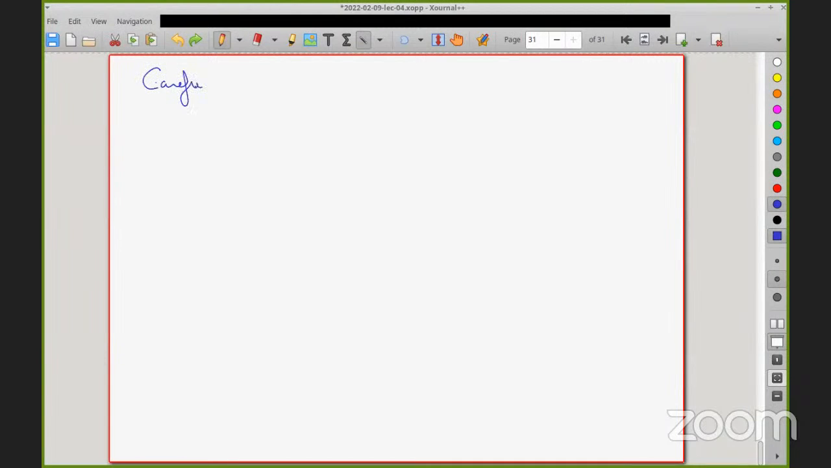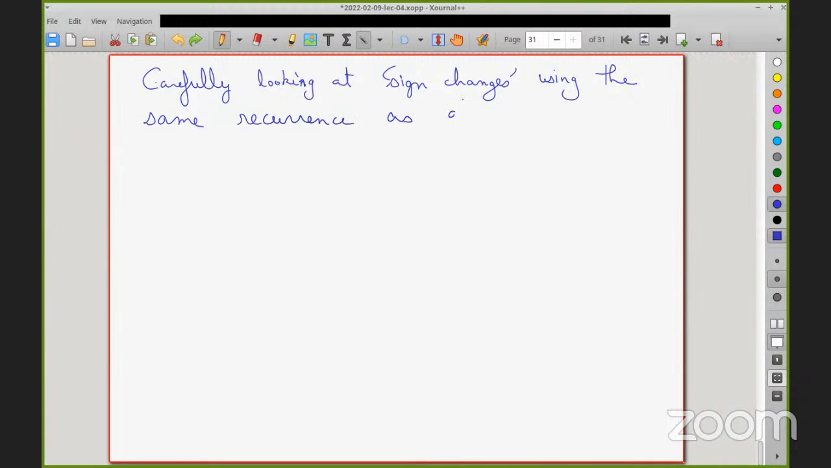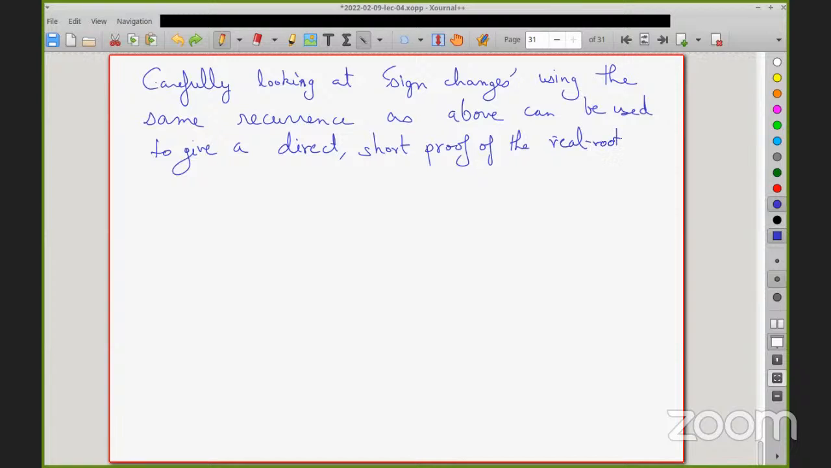So carefully looking at interlacing, sign interlacing, or maybe I should say sign changes, using the same reference as above, can be used to give a direct short proof of the Heilmann-Lieb theorem of the real rootedness of the matching polynomial.